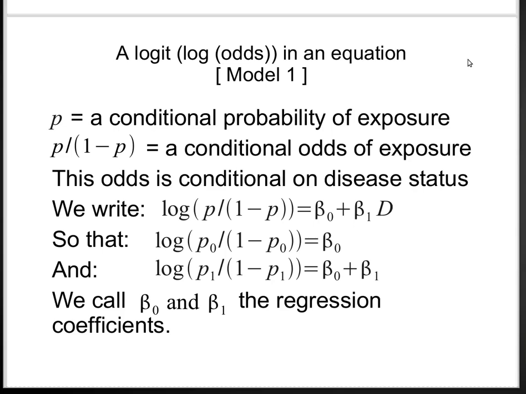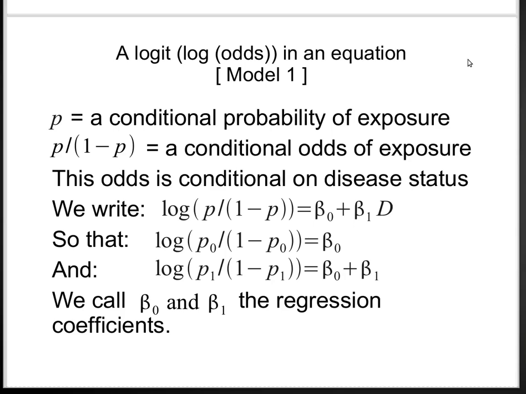We can see that the log of the odds of exposure for those who do not have disease is beta naught. Notice that is the log of the odds of exposure for those who do not have disease. Okay? And then we see that if we set d equals 1, we get that the log of the odds of exposure for those with disease is beta naught plus beta 1.